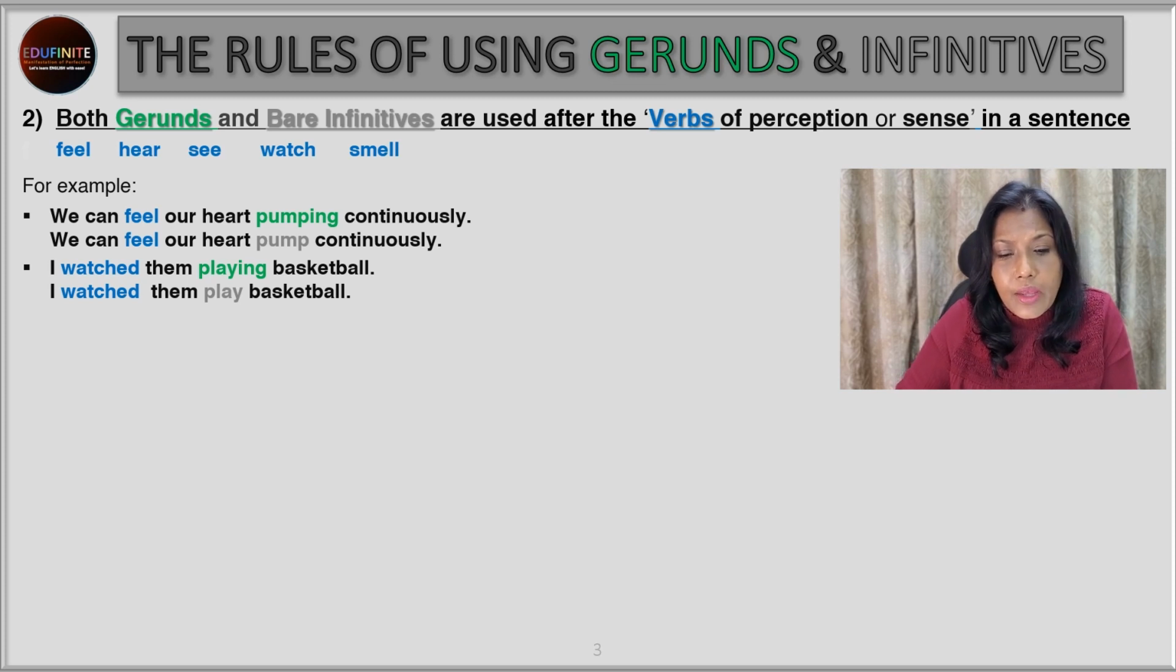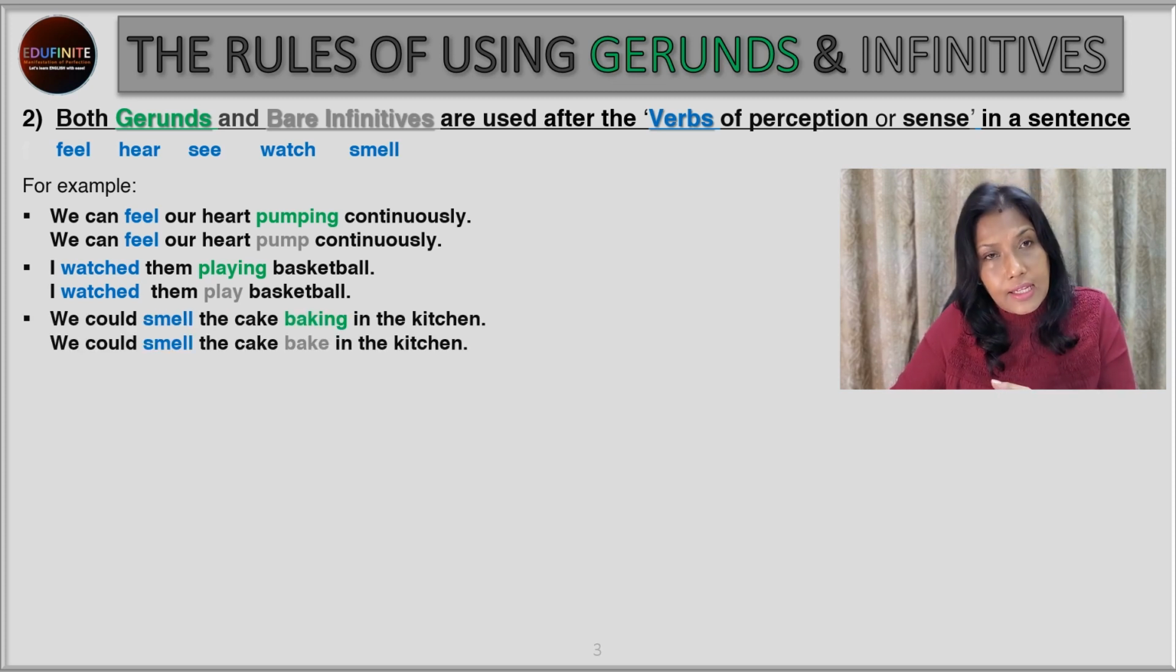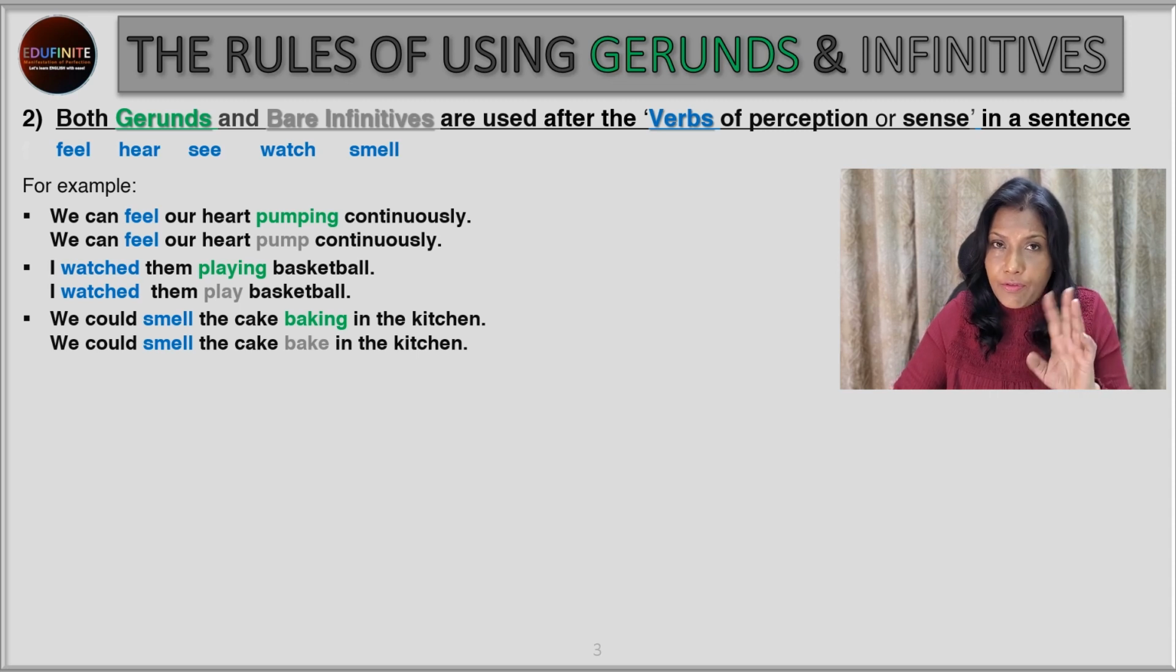Well, the next one. We could smell the cake baking in the kitchen. That's the gerund. And also, we could smell the cake bake in the kitchen. That's the bare infinitive. From to bake, we have dropped the to and just taken the base verb, that is bake. So both mean the same. They don't have any difference in meaning. But let's look into the next sentence.